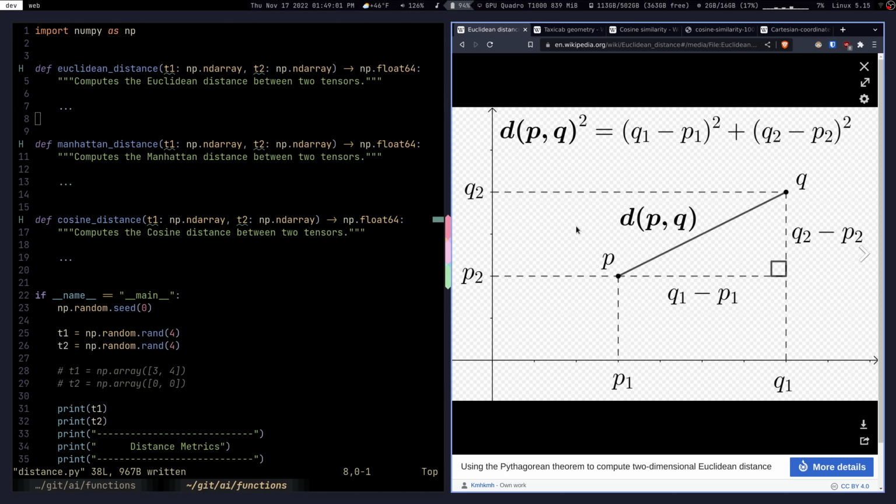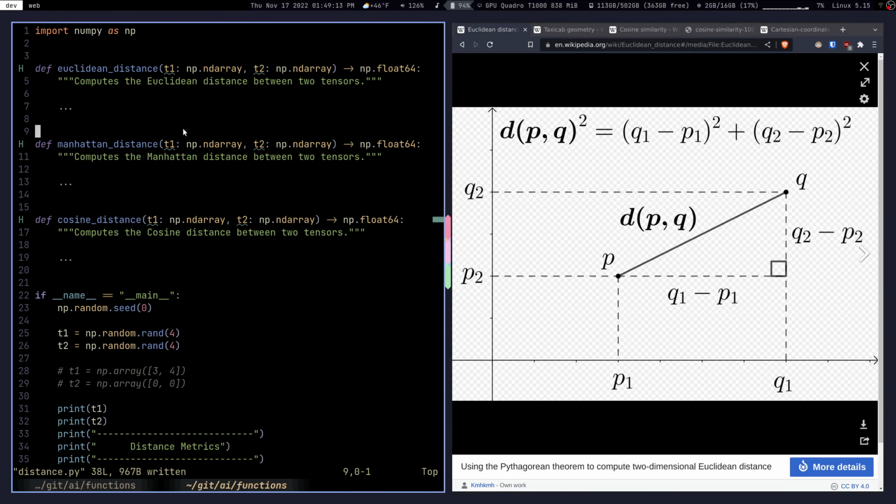The reason for that is that if the distance is 0, then P and Q are the same point. And if we have 2 feature vectors, let's suppose T1 and T2, these 2 feature tensors, if the distance between them is 0, that means they're probably very similar to each other. That's basically the way we can use Euclidean distance. If we have 2 tensors, we can compute the Euclidean distance. If the value is close to 0, we're going to say they're similar to each other.